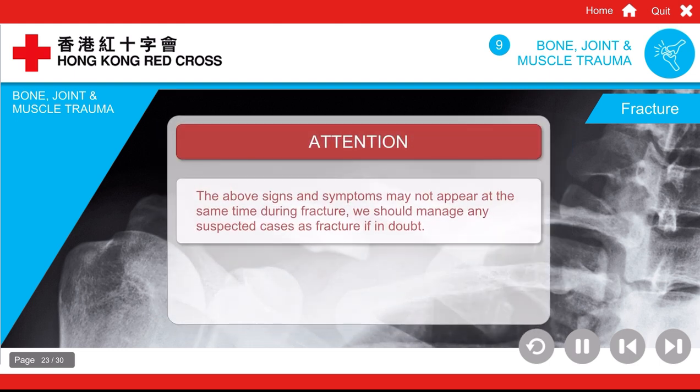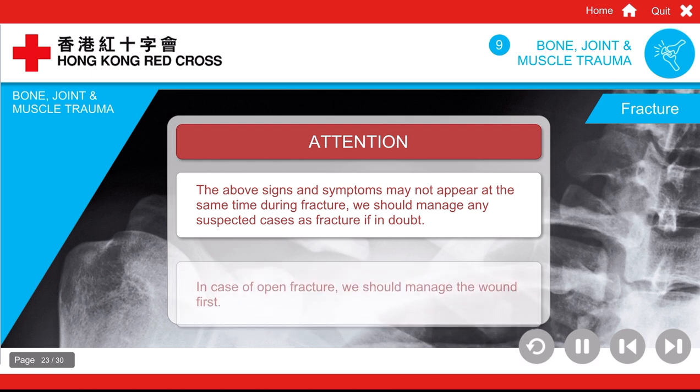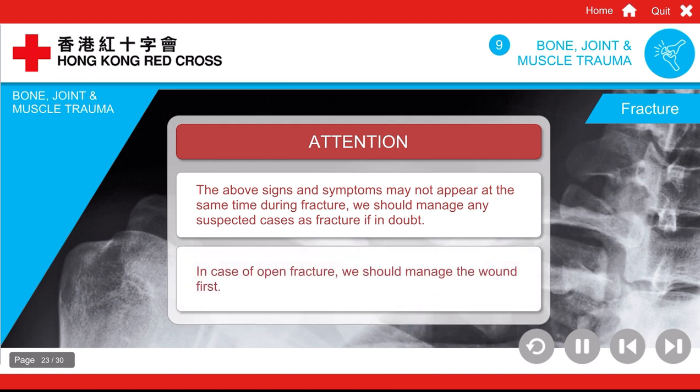However, the above signs and symptoms may not appear at the same time during fracture. We should manage any suspected cases as fracture if in doubt. And in case of open fracture, we should manage the wound first.